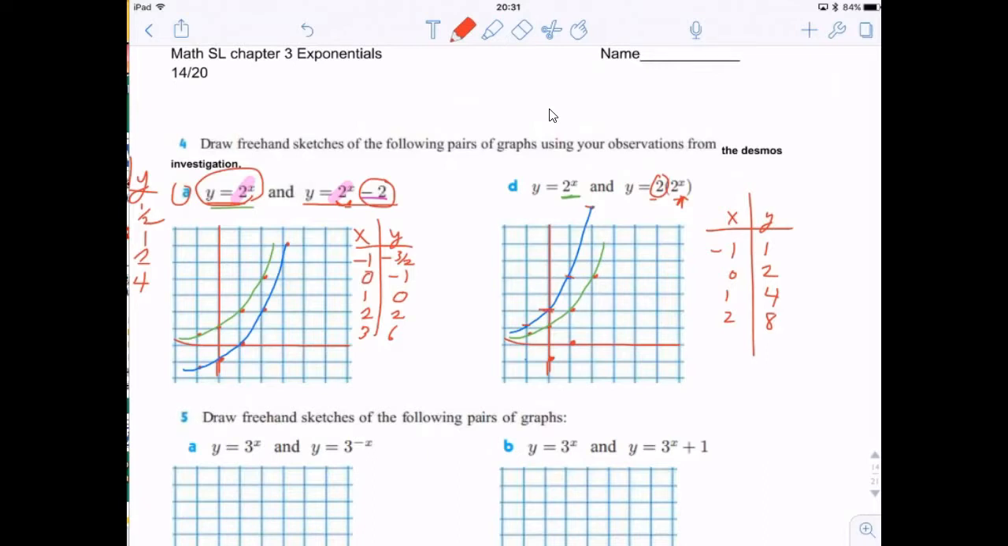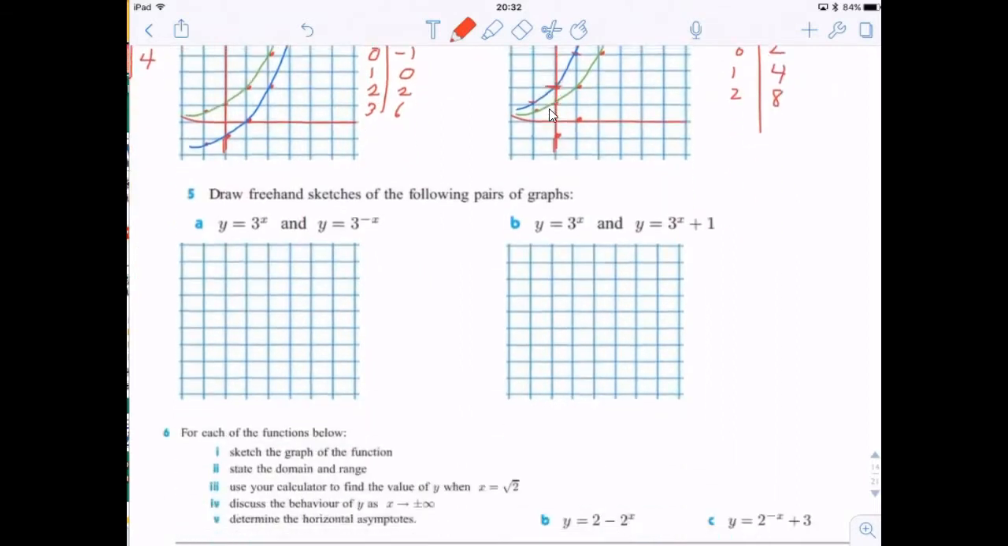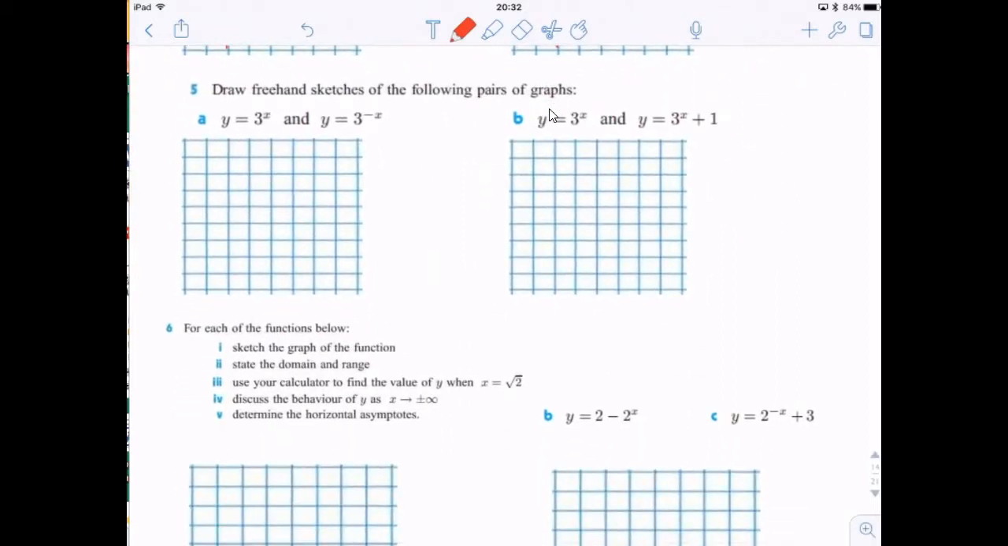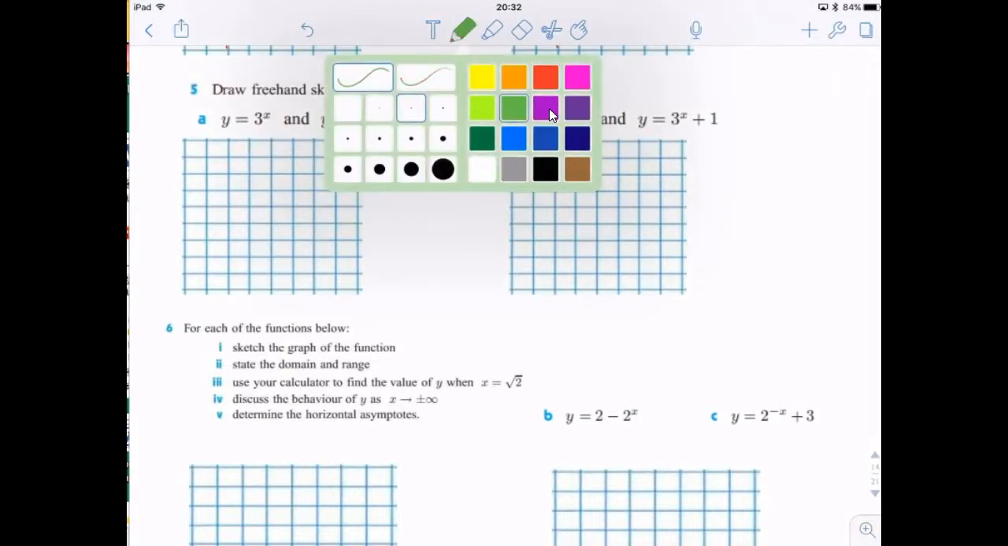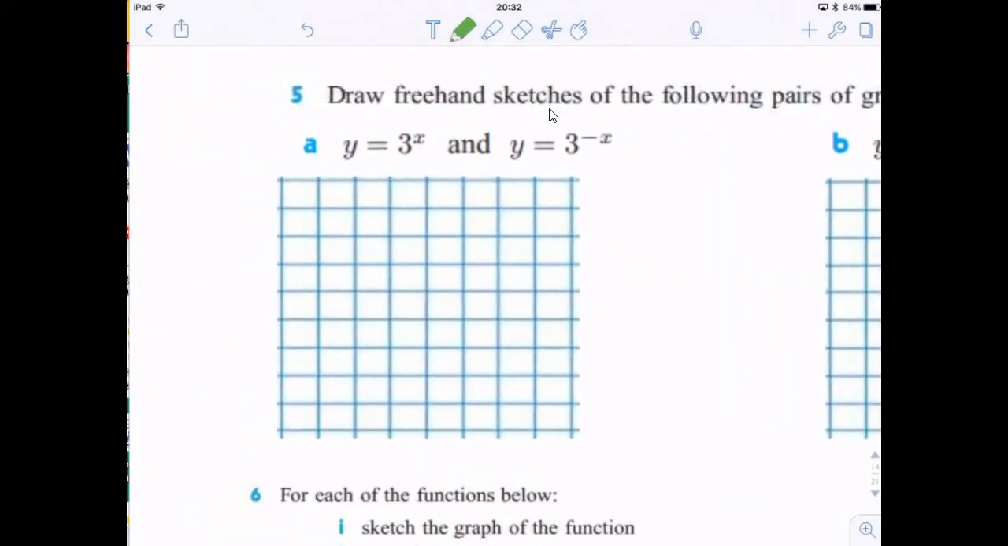And if you remember in the investigation, that's what we discovered, that the number here controls the initial quantity of the bacteria. Number 5, draw freehand sketches of the following pairs of graphs. So here we'll do y equals 3 to the x. First we'll make a table. We'll put in values -1, 0, 1, 2 for x.